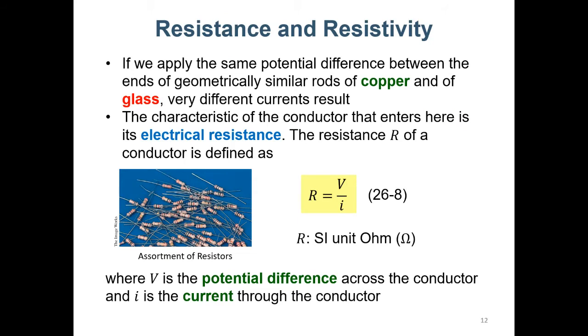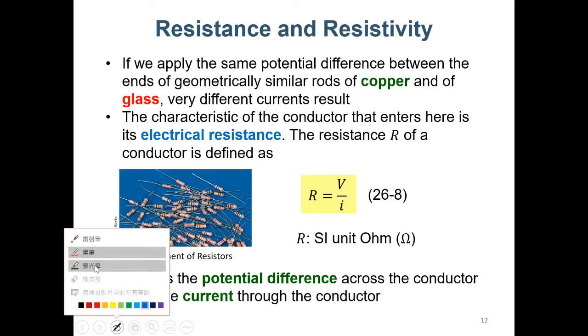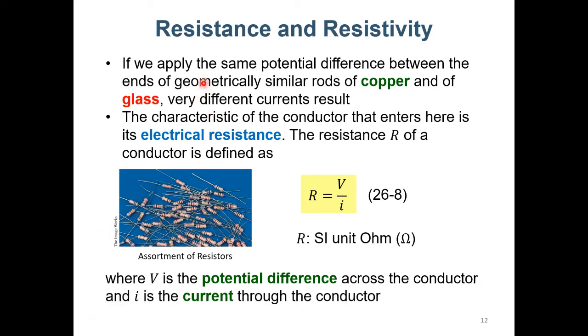So here we define variables called resistance and resistivity. I suppose you should have learned it in circuit analysis. If we apply the same potential difference between the ends of geometrically similar rods of copper and of glass, very different currents result. So the characteristic of the conductor that enters here is its electrical resistance.